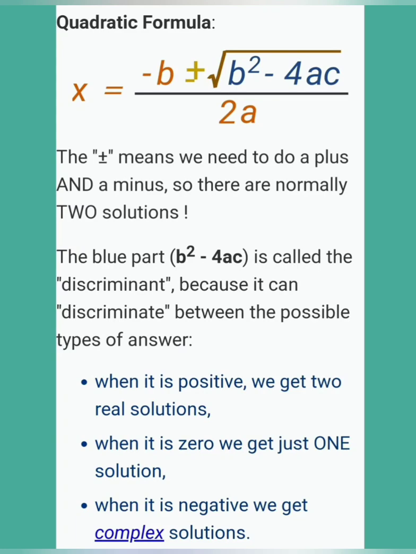For example, within the square root, if b square minus 4ac is positive, then we get two real solutions. When it is 0, then what is happening? You get only one solution, that is nothing but minus b divided by 2a only. So both the roots are coincident. When it is negative, the square root of a negative gives a complex number. So naturally you get complex roots for the equation ax square plus bx plus c.